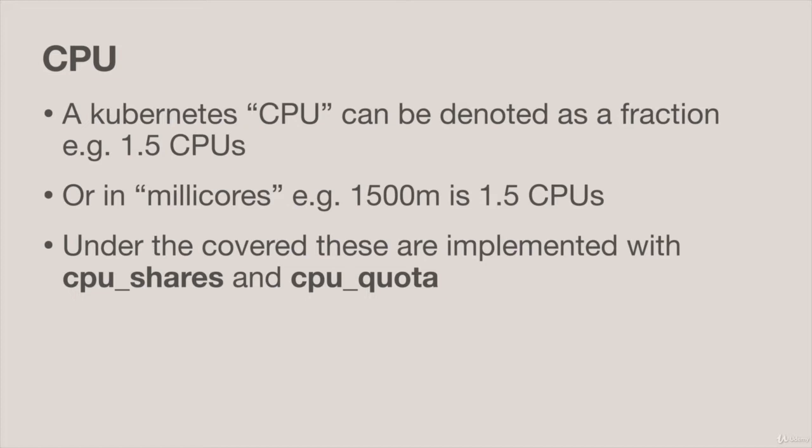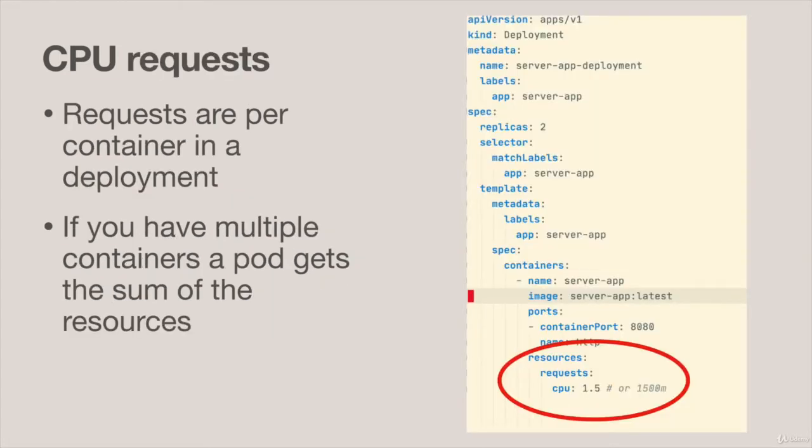Understanding how this works and how to set your requests and limits based on the requirements for your application is a key skill in being successful in deploying Java applications on Kubernetes. If you don't remember about CPU quotas, periods, and shares, now would be a good time to go and review those videos. A CPU request is set per container.